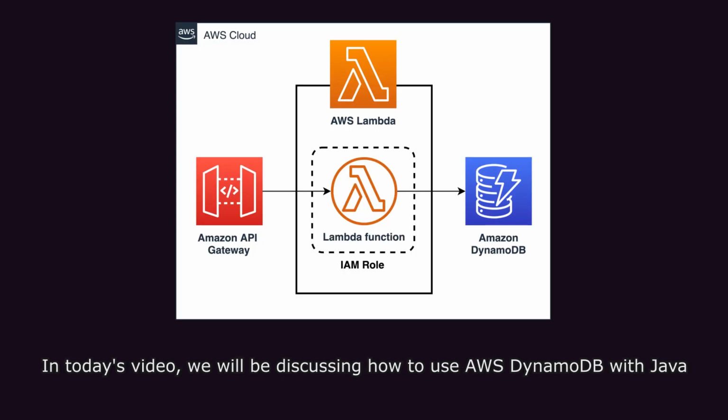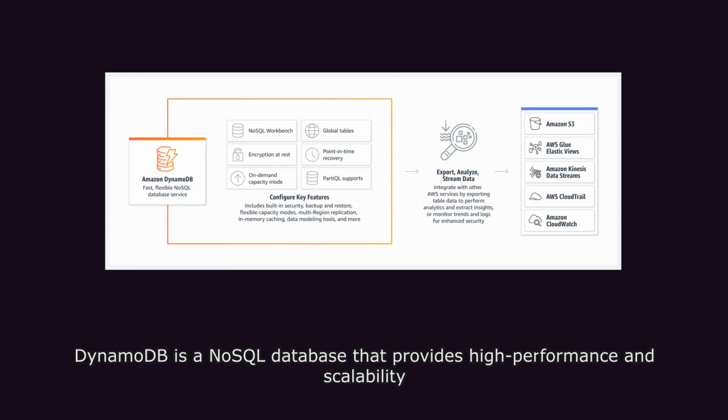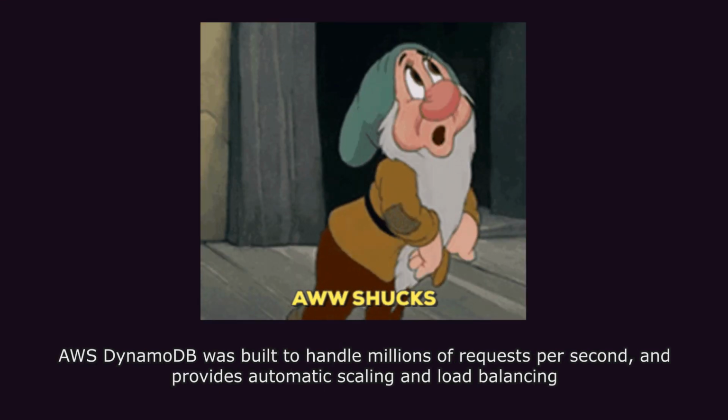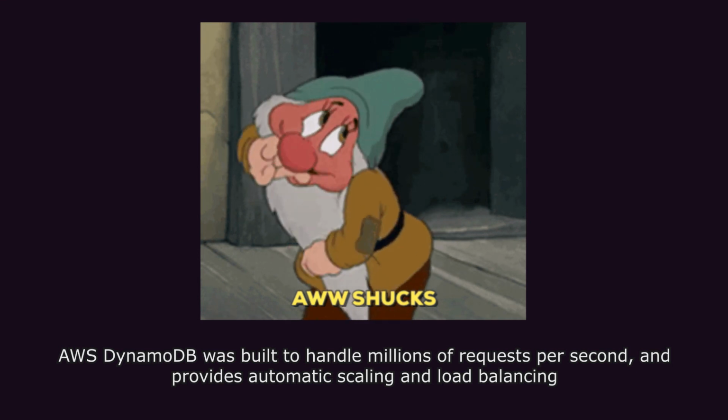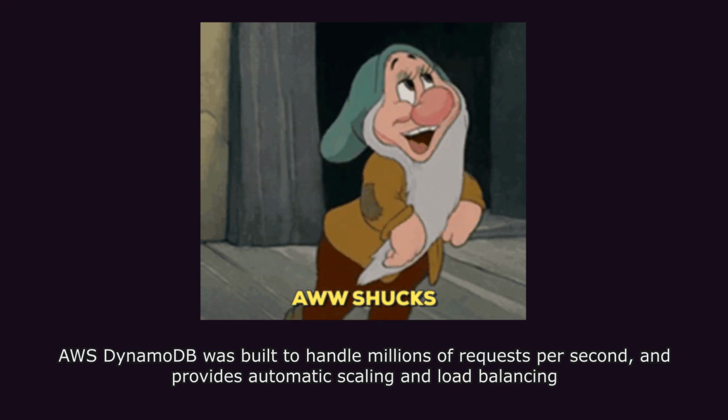In today's video, we will be discussing how to use AWS DynamoDB with Java. But before we begin, let's understand what DynamoDB is. DynamoDB is a NoSQL database that provides high performance and scalability. AWS DynamoDB was built to handle millions of requests per second and provides automatic scaling and load balancing.